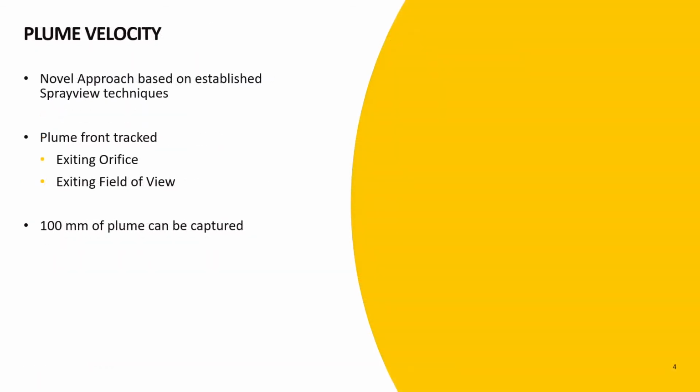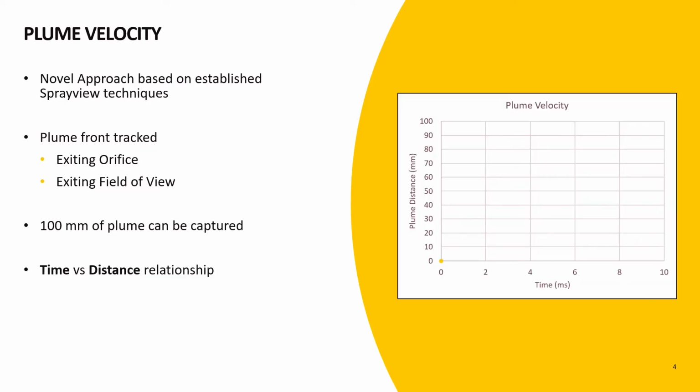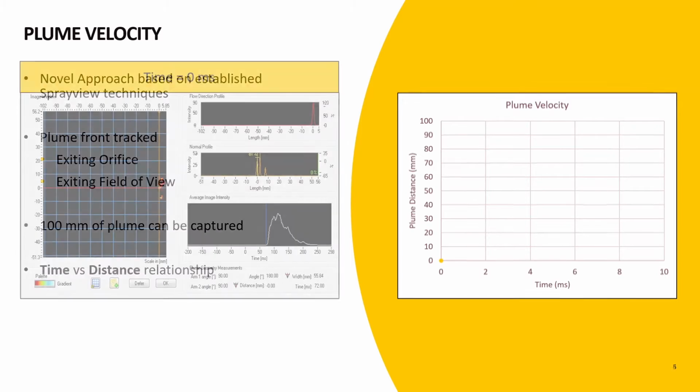Plume velocity is a novel approach using established techniques of the spray view. As mentioned, the spray view produces time-calibrated images, and thus the plume front can be tracked from the moment it first emerges from the orifice to the moment it leaves the field of view. This allows up to 100 mm of plume to be captured. The velocity can therefore be calculated from plotting the distance the plume front has travelled against time, and the resulting gradient is the plume velocity.